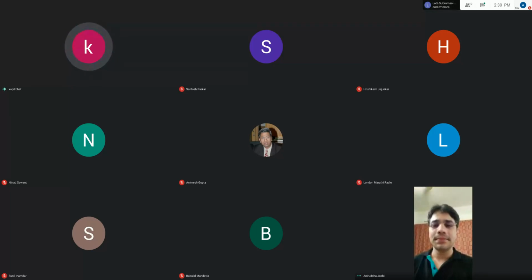Dandavati Kaku is asking, can we see the Turyaa product? How big is it? And what is the approximate price in India?